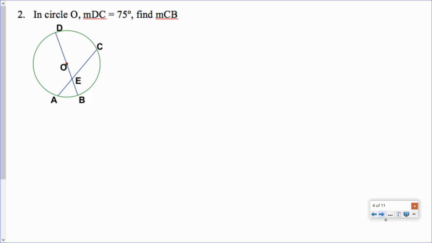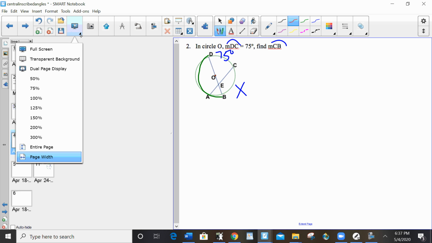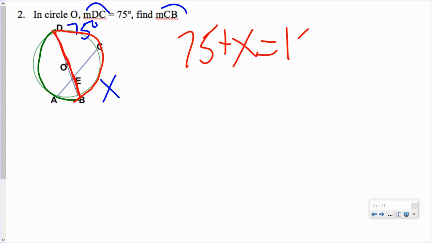Number 2, arc DC equals 75. It's asking for arc CB. Now, I don't have the full arcs of the circle because I don't have any expressions for this over here. However, I do see that a diameter is drawn. And if a diameter is drawn, then each half adds to 180. So 75 plus x equals 180. If a diameter is drawn, each half adds to 180.